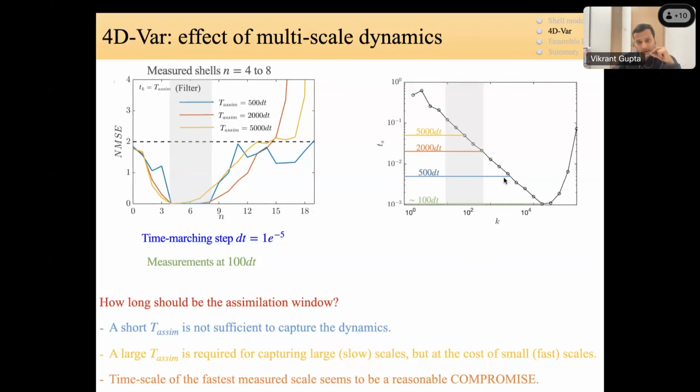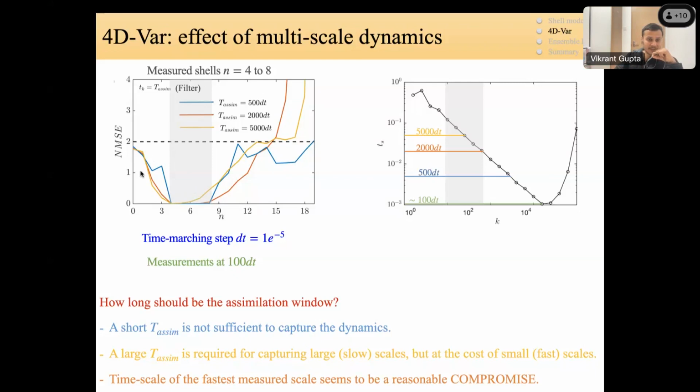Now when we apply 4D VAR, the first question that comes up is, how long should the data assimilation window be? So we tried 3 assimilation windows. If these gray regions are the shells that I measure, we are going to use a data assimilation window of 500, which is a smaller time scale than the ones measured, 2000, which is equal to the fastest measured time scale, and a longer time scale of 5000. Now what we see is that if the data assimilation window is too small, then we are not doing well in estimating the other shells.